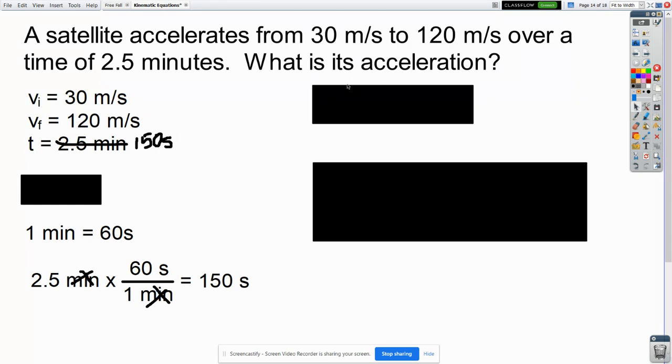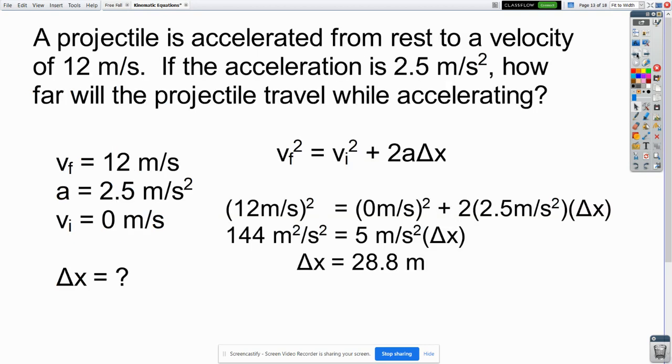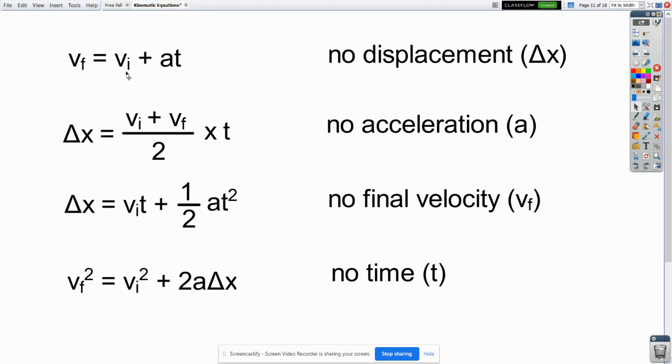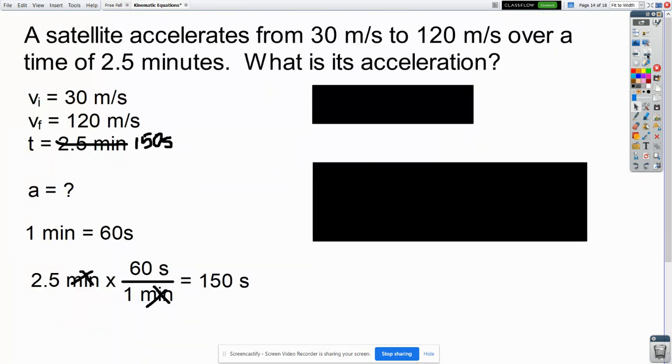I want to know what the acceleration is, so I'm looking for A. VI, VF, T, A. I'm going to use the first kinematic equation. That is the no delta x equation. It's the no displacement equation because I don't have displacement in my list.